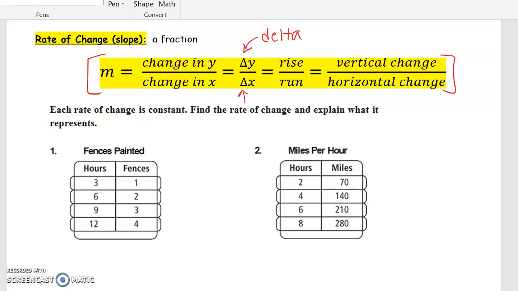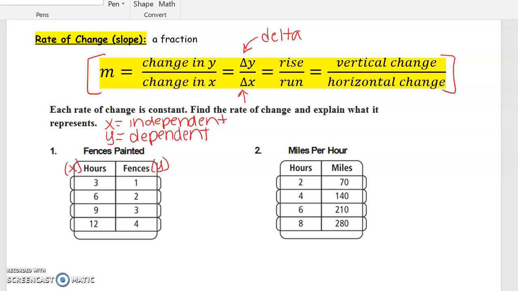And from a table, the way that we identify our x and our y values is that our x is always going to be our independent variable, and our y is always our dependent variable. So in tables, we want to look at the situations. Our x, or our independent variable, is always going to be our time. So for number 1, our x is going to be hours, and that means that fences is going to be our y. In words, that just means that the number of fences painted depends on the hours that we worked.